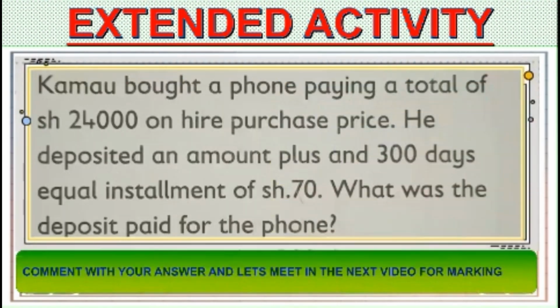Kamau bought a phone paying a total of 24,000 on hire purchase price. He deposited an amount plus 300 days equal installments of 70 shillings. What was the deposit paid?